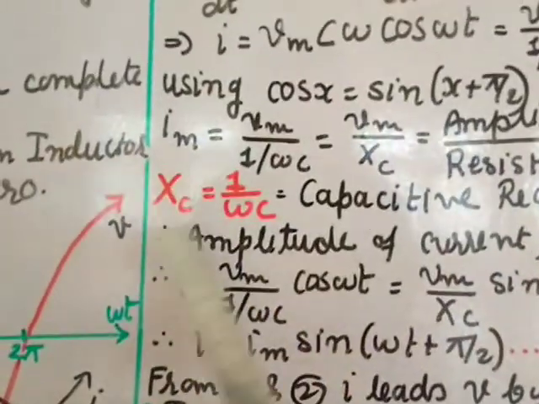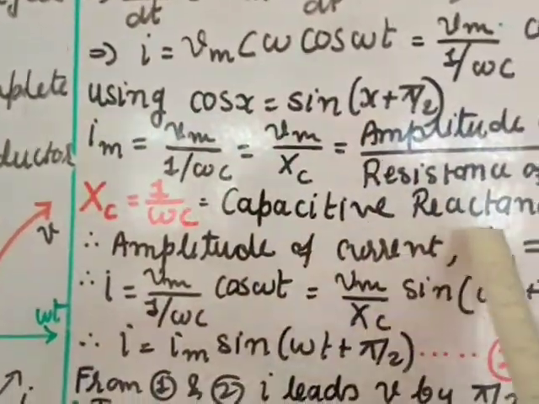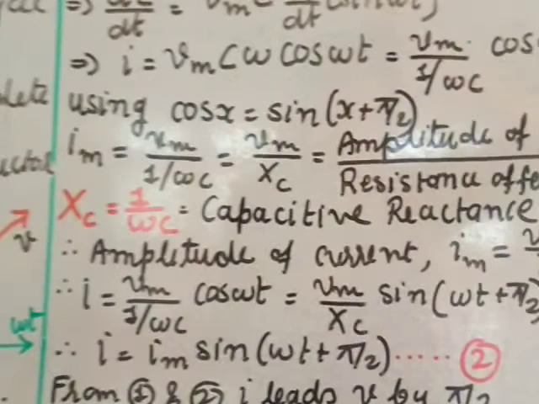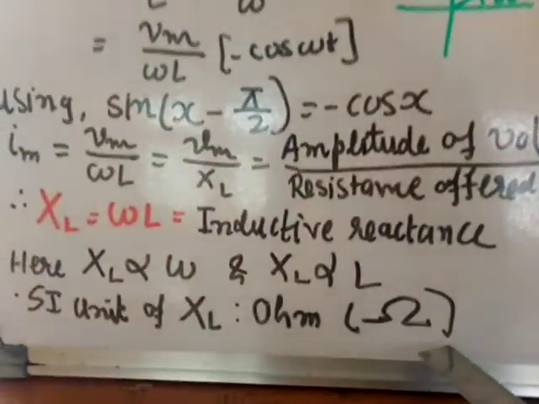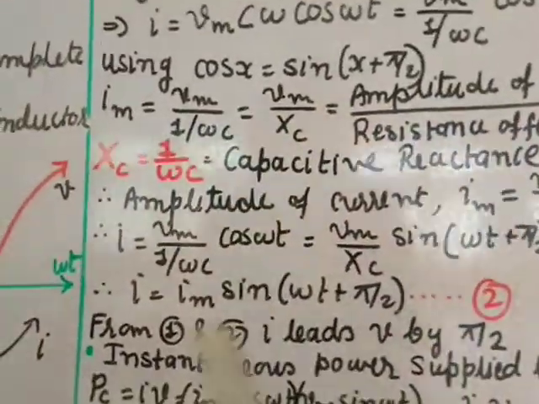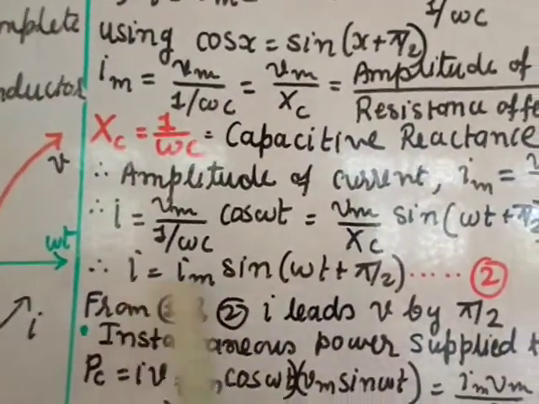One more thing, this Xc is a capacitive reactance, analogous to resistance. So its SI unit is also ohm, and the symbol is the same as for inductive reactance. I have not written it, but it is the same. So now I have got this equation, and this is also a sine.